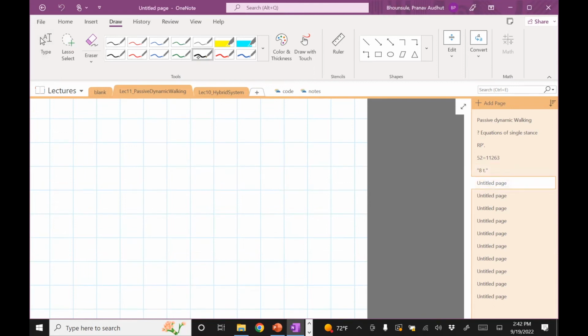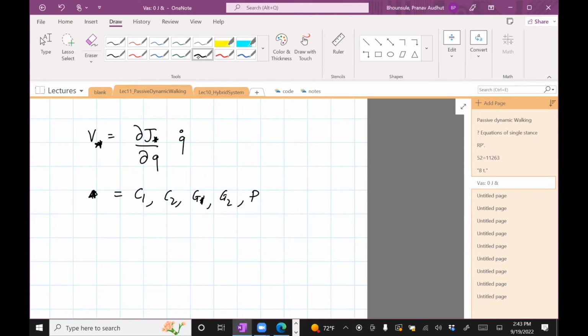So we need to compute the velocities. The velocity of any point is the Jacobian of that point. I put star because that star could be C1, C2, G1, G2, P, whatever you want, but it's as simple as taking the Jacobian. In the language of Python, SymPy, you just say Jacobian, and then it'll give you the velocities. You don't have to do anything.